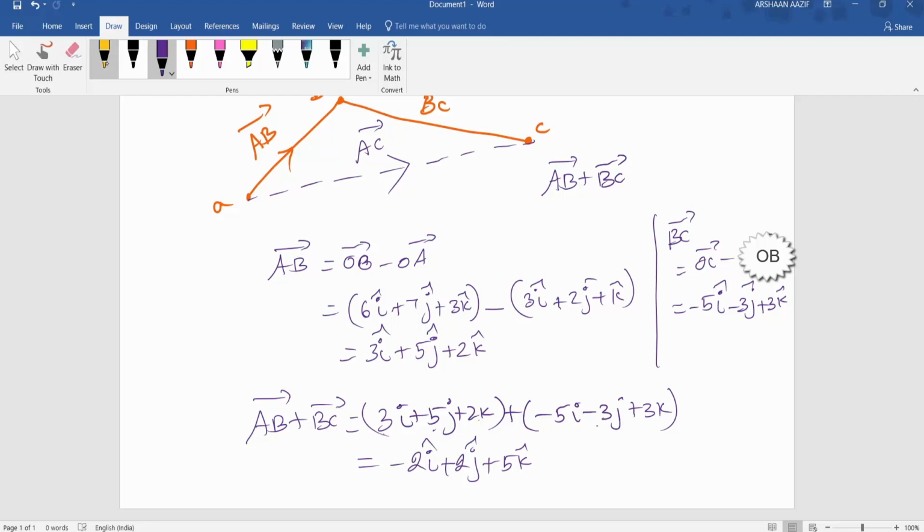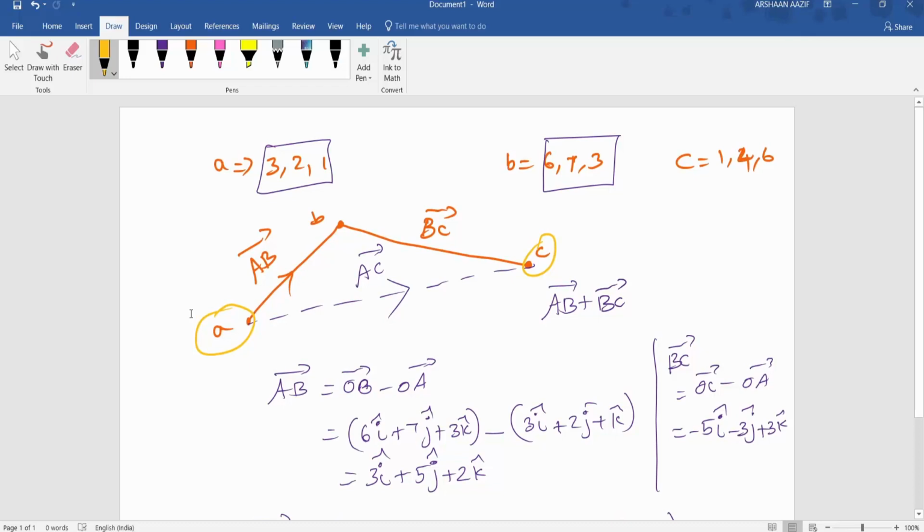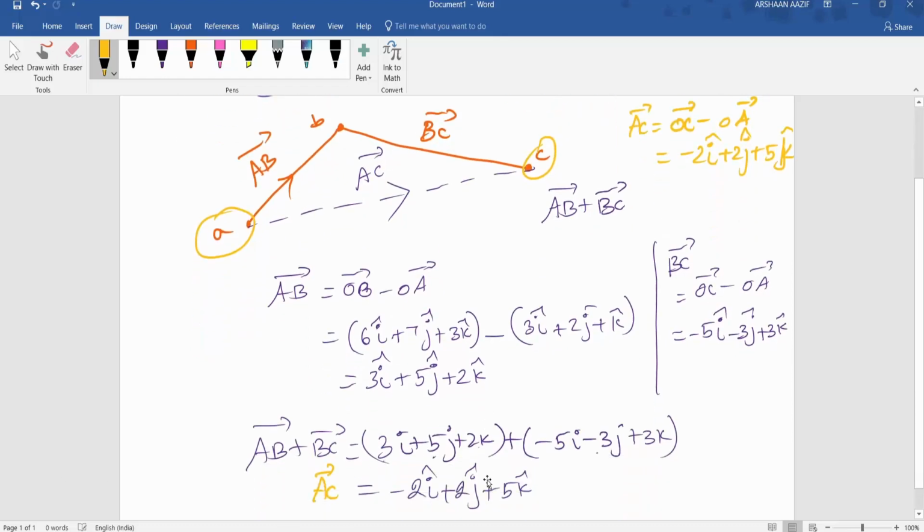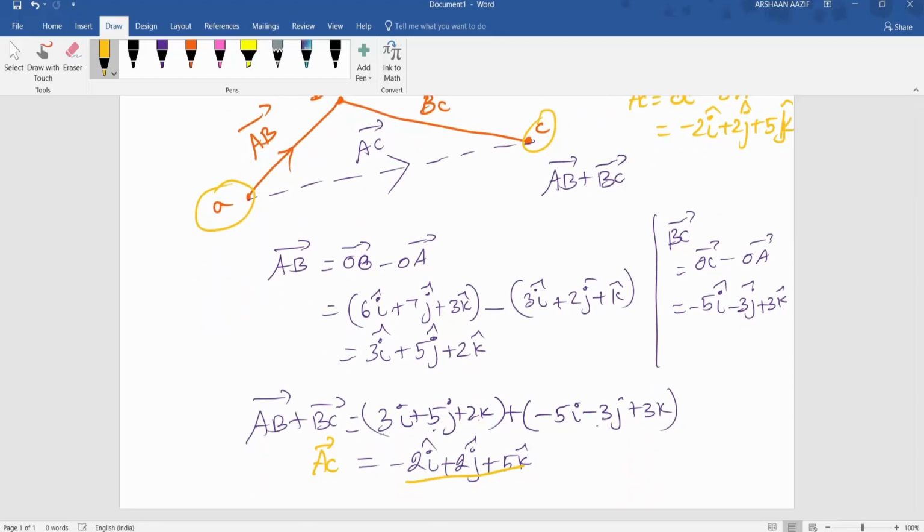Let me try using the position vector if I go from A to C. So if I need the AC vector directly, this is my AC vector. Now if I try to find my AC vector directly from the coordinates, my AC vector is equal to OC vector minus OA vector, which is equal to 1 minus 3 is minus 2i, 4 minus 2 is 2j, 6 minus 1 is 5k. So this is the answer. As you can see, the answer for both the cases is the same.